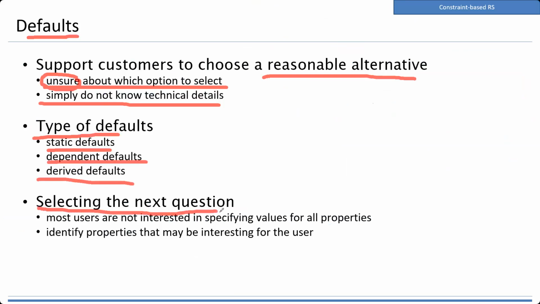Selecting the next question means most users are not interested in specifying values for all properties. So if you provide a catalog, you have many values, but users do not have an interest in specifying the values. They want: just give me a good recommendation. Identify properties that might be interesting for the users. So that's the most important thing.